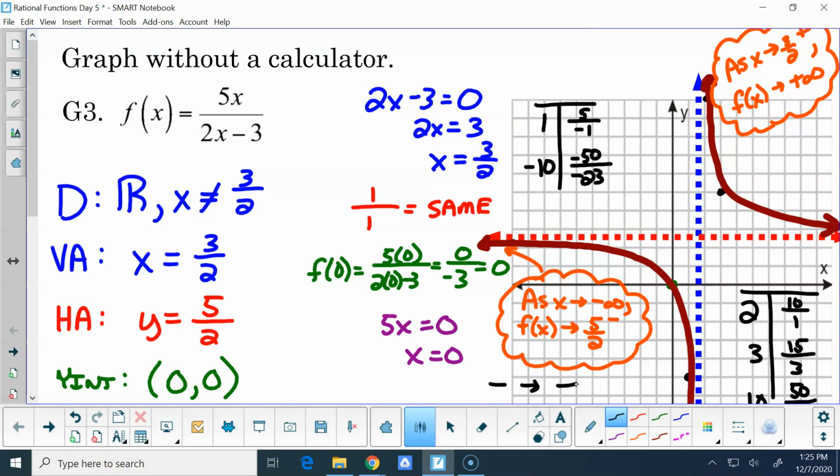Or I've also seen, I gotta think of this one. It was like negative infinity to 5/2. No idea what that means. Okay? So that's non-negotiable in terms of math, is that format. As x goes to something, the function goes to something. And you've got to fill in those two somethings. Okay? All right.